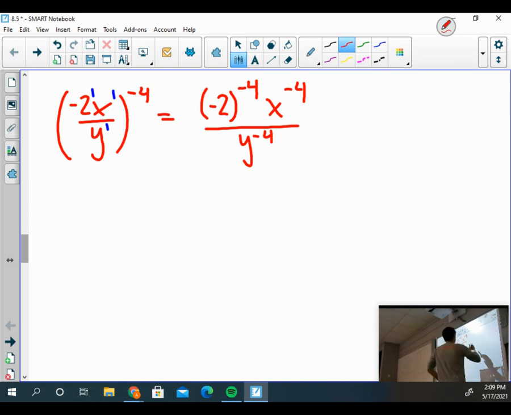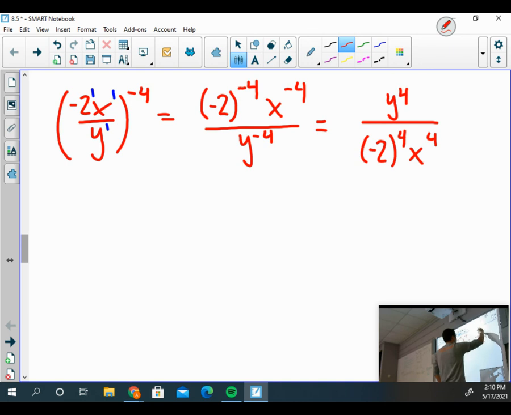I have a lot of negative exponents here, and since they're all negative, anything with a negative exponent, I'm going to flip to the opposite side of the fraction, which in this case will be everything. And then finally, I can simplify -2 to the fourth. That is 4 -2's multiplied together, which will give us positive 16.